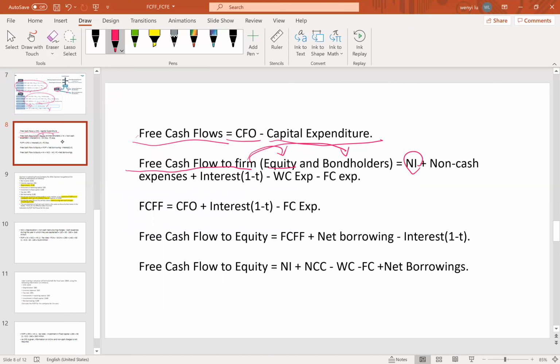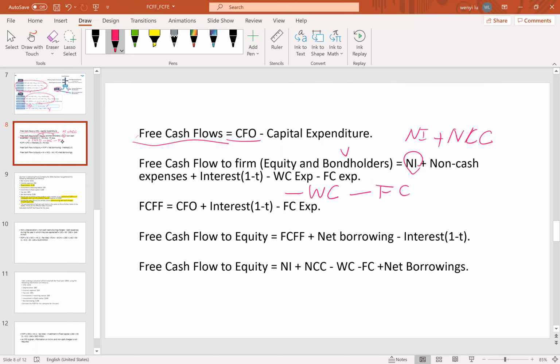Net income plus the net non-cash charge, NCC, plus the interest times 1 minus T, minus working capital expense, and minus the fixed capital expense. That's the cash flow to a firm.